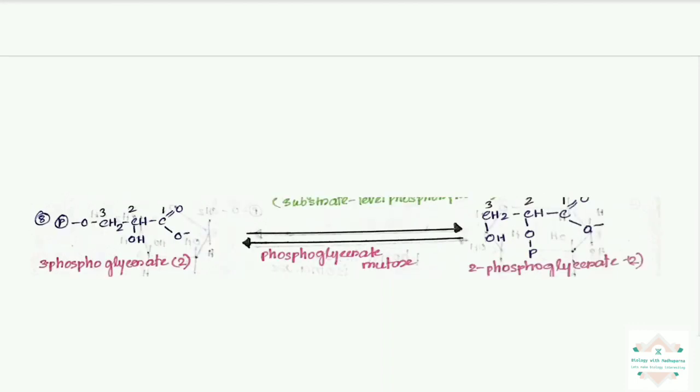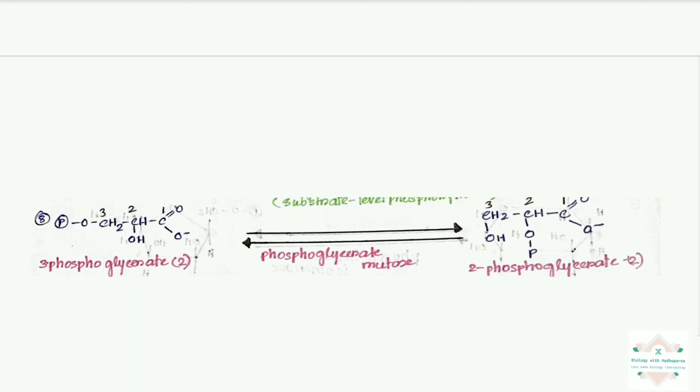In this reaction, this 3-phosphoglycerate will be converted into 2-phosphoglycerate with the help of the enzyme phosphoglycerate mutase. Mutase usually changes the position of the phosphate. Like if it is on the first carbon, it will change it to the second or third, like that. So this 3-phosphoglycerate is converted into 2-phosphoglycerate. This reaction has some importance which will help the further reactions to go on.